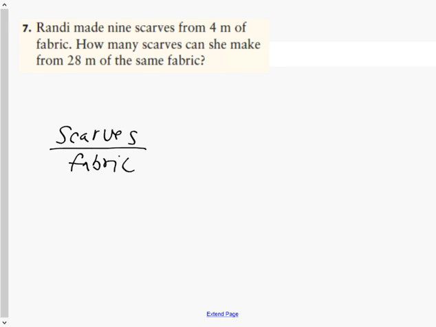Scarves to fabric. So 9 scarves from 4 meters of fabric is proportional to how many scarves she can make from 28 meters? Looking at that proportion, what's the easiest way to solve it?